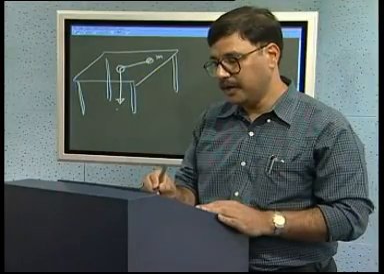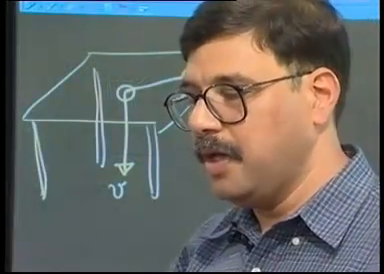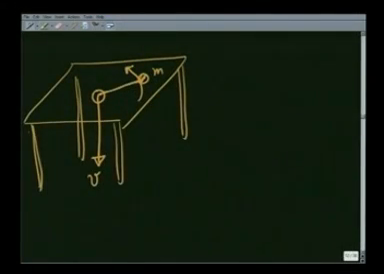Here is a particle of mass m. It is tied with a thread, and the thread is passing through a hole in the middle of the table, and I am pulling this thread or string in with a constant speed v. Again, since the motion is circular, it helps to use planar polar coordinates.